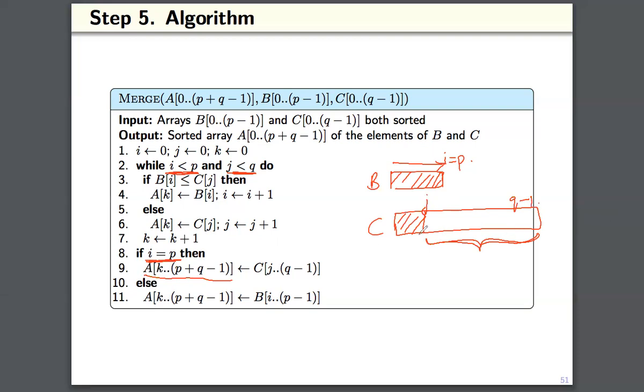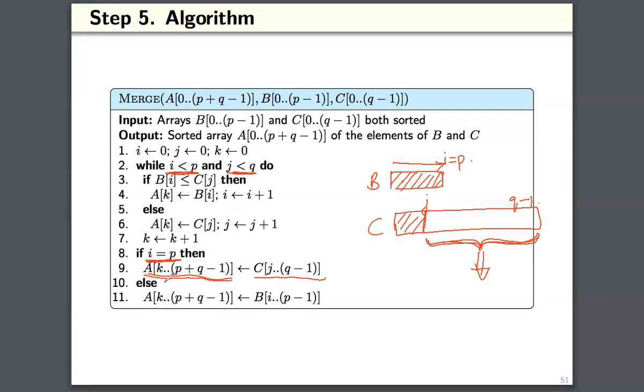Why? Because we know that all the elements that have been copied till now are definitely not greater than all these elements, right? And all these elements will be the greatest elements of B and C. Hence, we can copy these greatest elements of B and C in one shot, right? Using another loop. So copy these C elements to A.